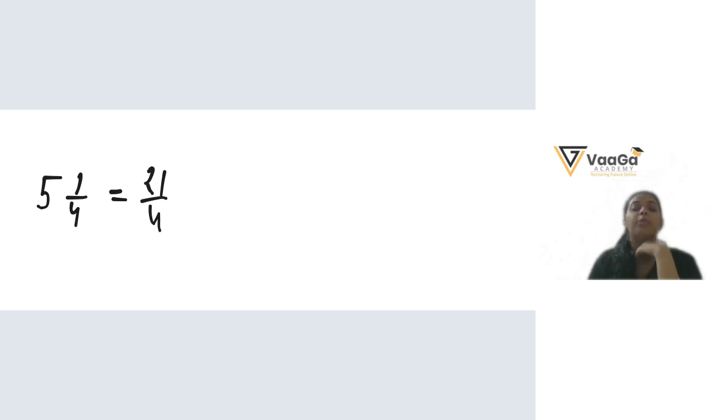So is this a proper fraction or improper fraction? Improper. Why is it improper? Ma'am, because when we convert a mixed fraction, we always get an improper fraction. The numerator is larger than the denominator. If the numerator is larger than the denominator, wasn't that a proper fraction? No, that's improper. Okay. Very good.